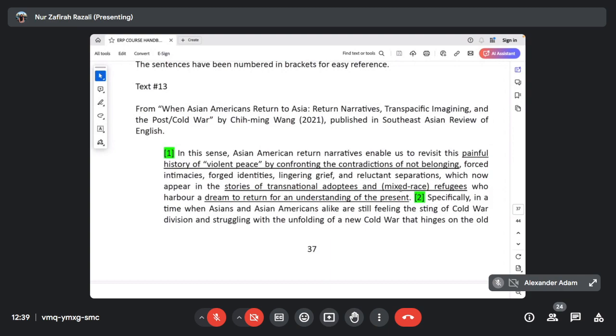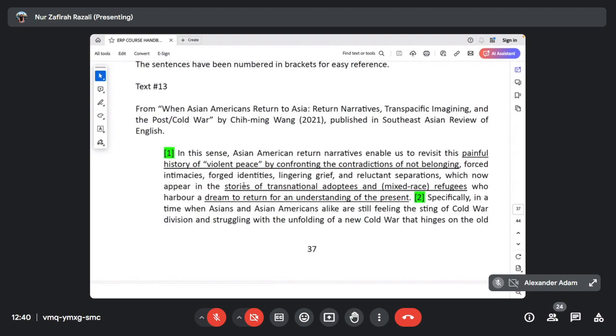Now if you take a look here, the preposition of: painful history is a noun, violent peace is a noun. So as you can see, this is a nominal phrase in itself. It is connected by the preposition of. By confronting the contradictions of not belonging, this is also another nominal phrase. The contradictions here being the noun, linked by the preposition of and not belonging. Not belonging here is treated as a noun. So this in itself is called a nominal phrase.